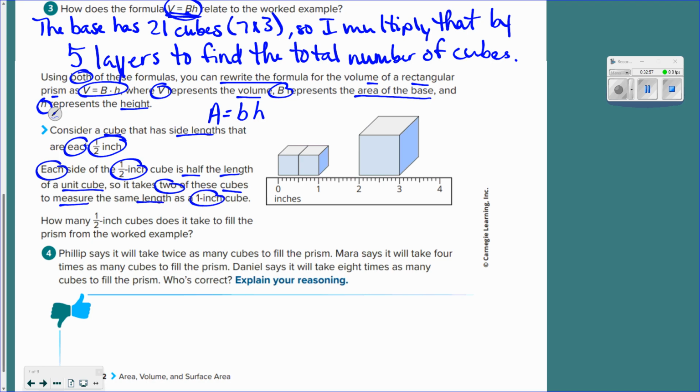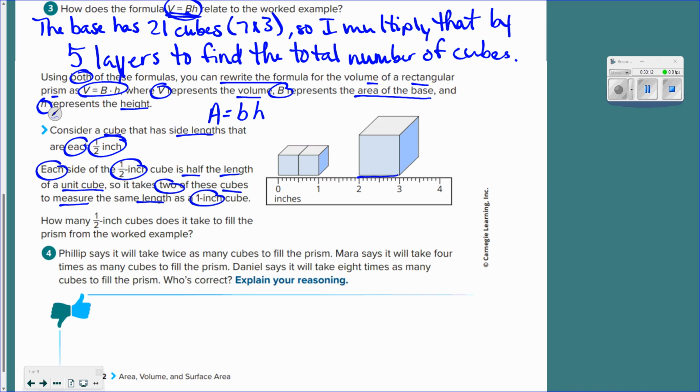So what I'm saying is, instead of being 1 inch long for my unit cube, now each one is a half-inch long. So it's going to take 2 to get that full inch, right? Does that make sense, everybody?